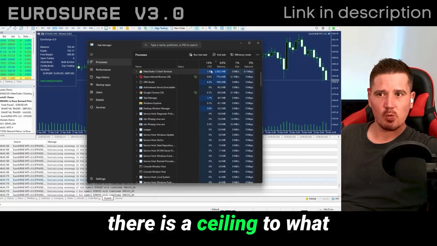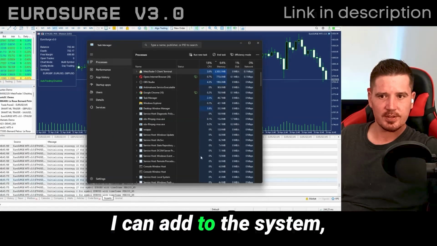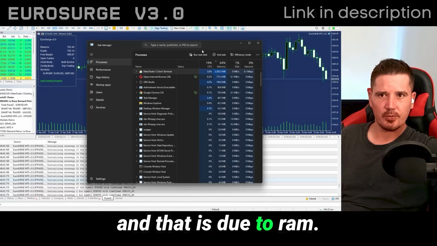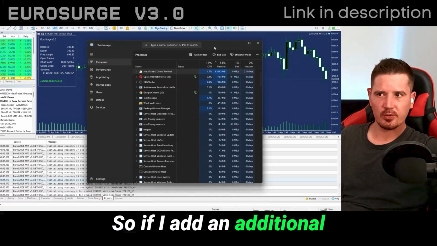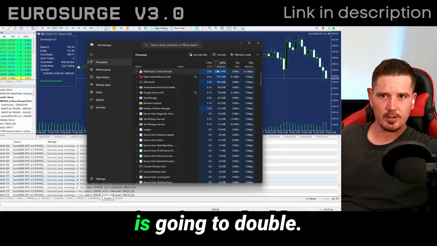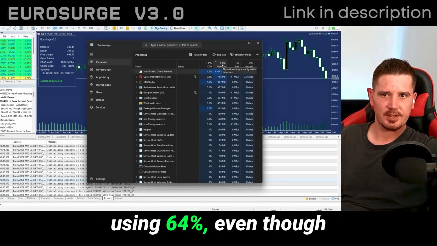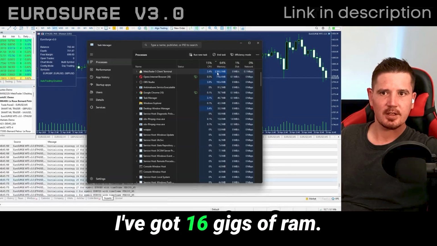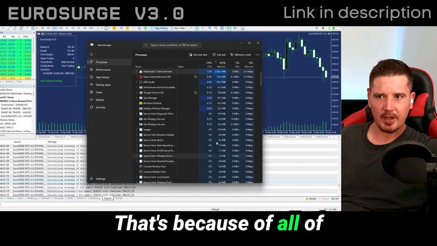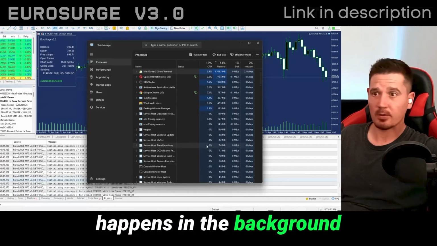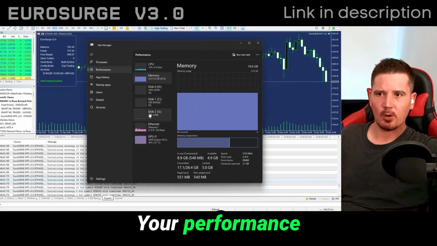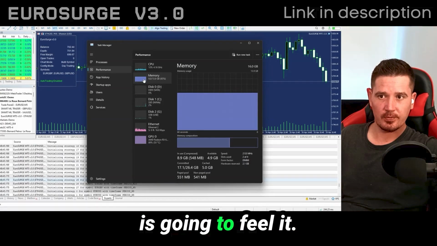There is a ceiling to what I can add to the system, and that is due to RAM. So if I add an additional 40 strategies, this is going to double. We're going to be using 7 gigs of RAM. And I'm already using 64%, even though I've got 16 gigs of RAM. That's because of all of the other processes that happen in the background of a normal system. Your performance is going to feel it.